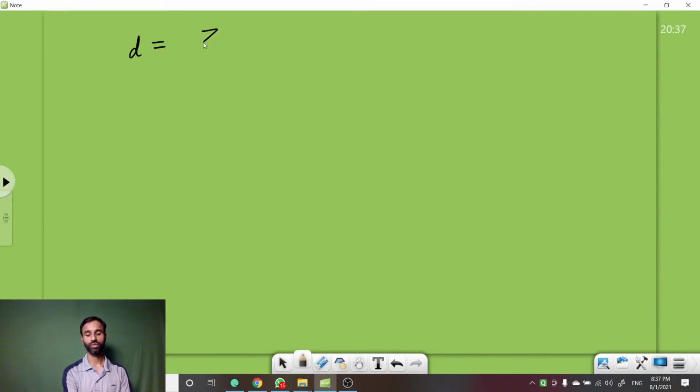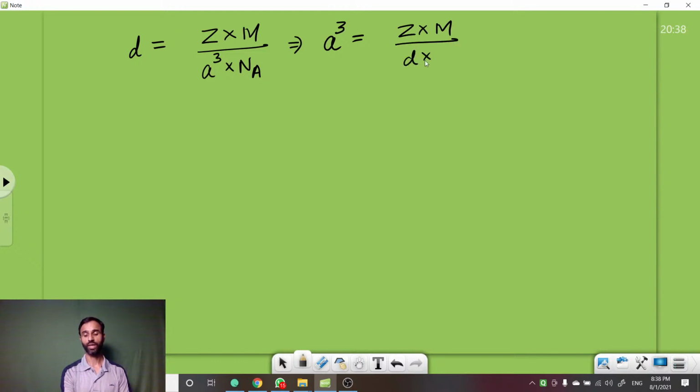density equals Z × M over a^3 × N_A, right? That implies a^3 equals Z × M over d × N_A. Now Z is the number of atoms per unit cell. So you know, the number of atoms per unit cell is 4 and molar mass is 197. What is d? Density is given to you.